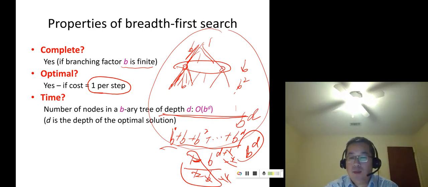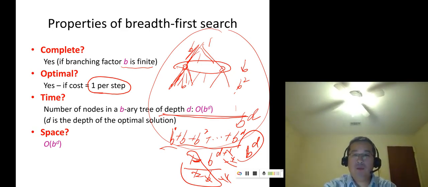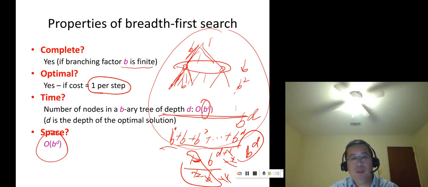d is the depth of the optimal solution. And then space is the same as the number of nodes you have visited, so it's the same. Time means space, always the same, because that's the number of nodes you have visited. Maybe the only difference is a constant, meaning how many bytes you need to save one node. So this is the number of nodes, b to the power of d, at most. Big O of b to the power of d.